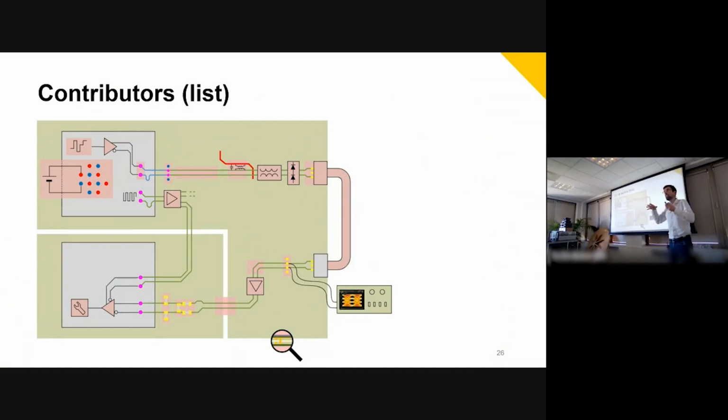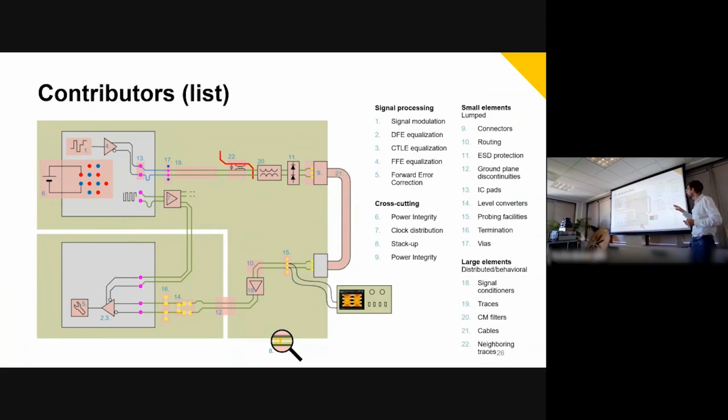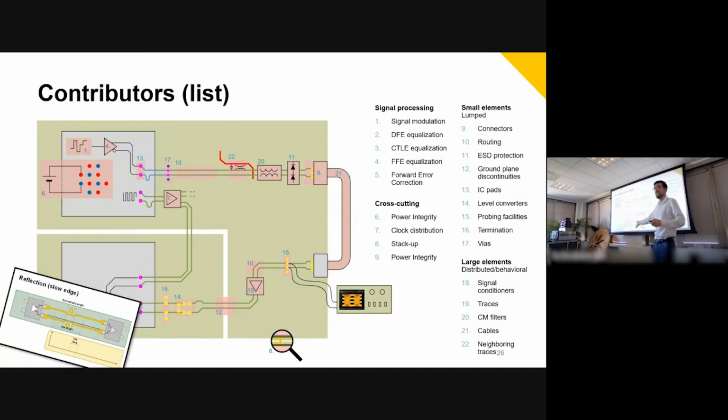This last tool is meant to keep the overview and to put the focus at the right place. So over the course of the last years, we made an inventory of 22 contributors, as we call them, that positively or negatively contribute to signal integrity. And depending on your system, they may or may not all apply, but I just give it to you as a kind of checklist. So coarsely, we have signal processing, different kinds of equalization amongst other cross-cutting concerns like the stack-up, and then all kinds of elements which should be considered large or small, of course, depending on the rise time. So that may differ in your case.